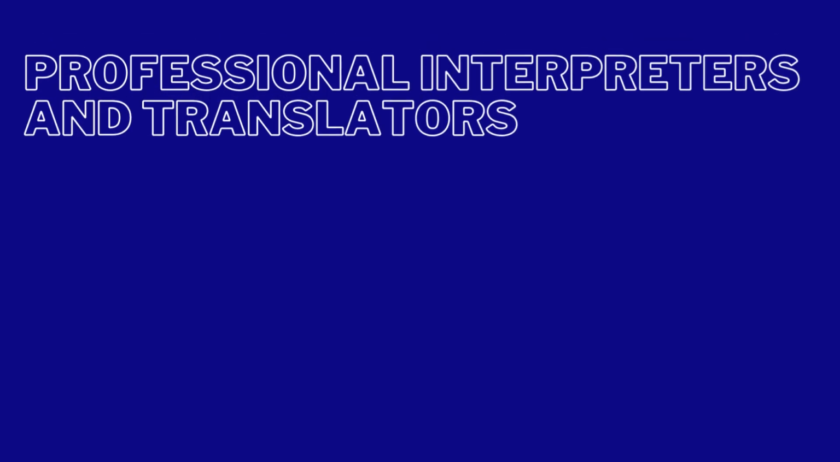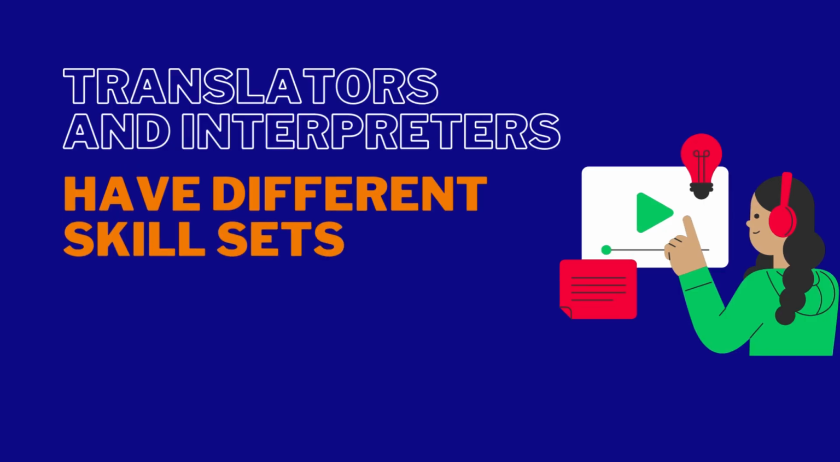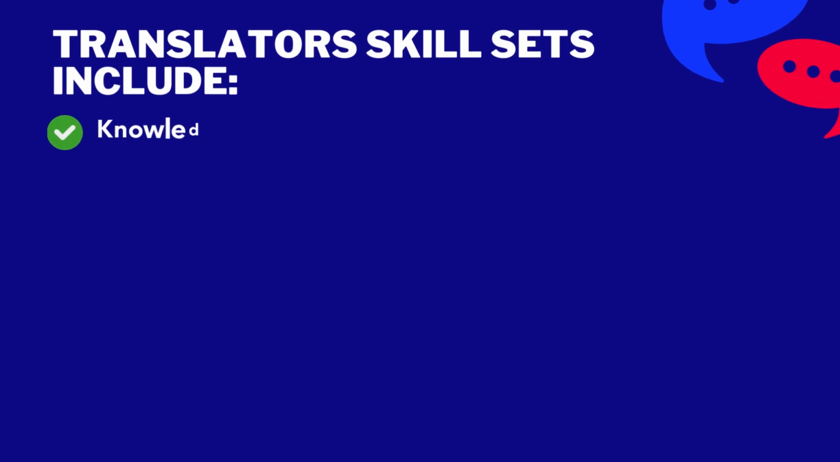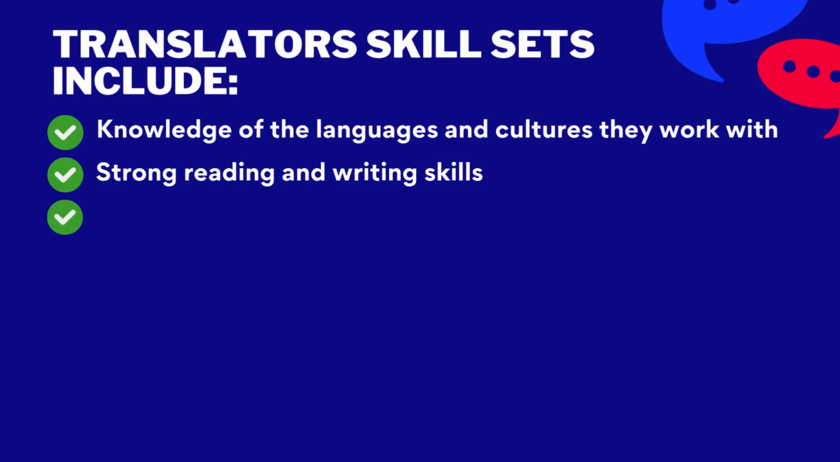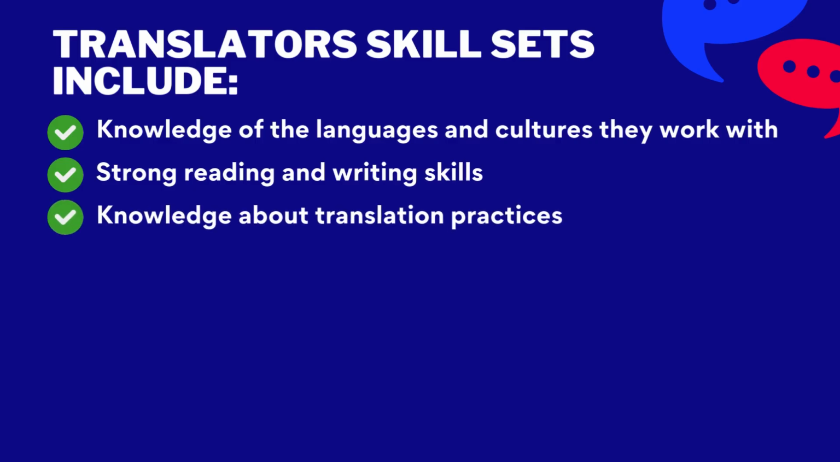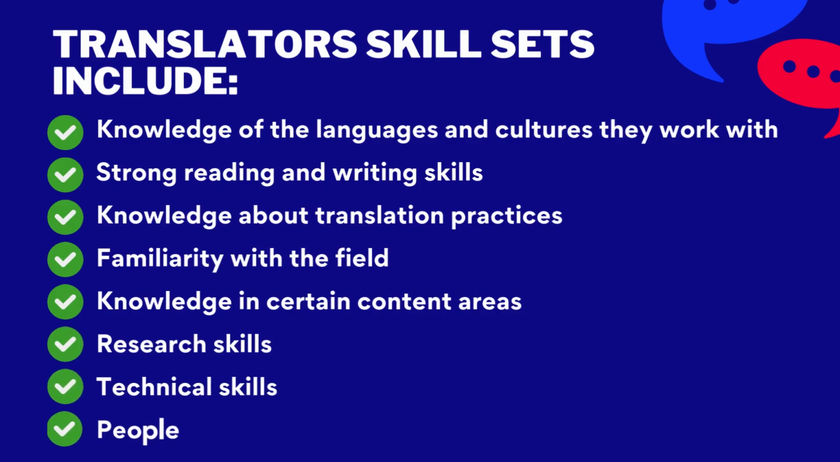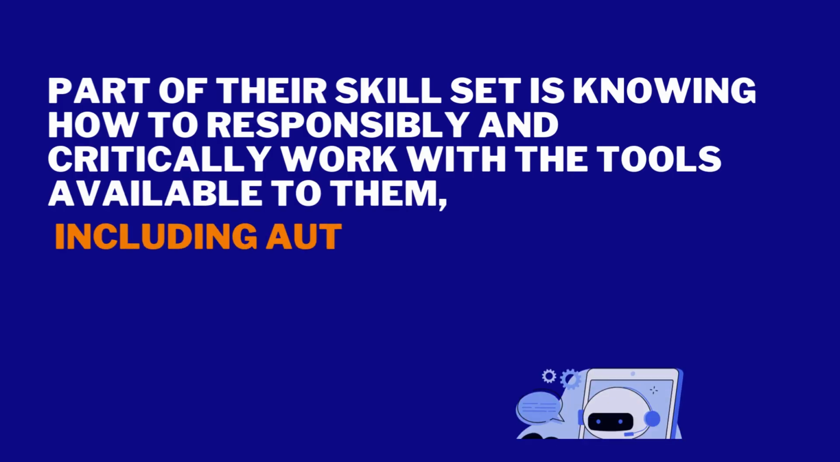Professional interpreters and translators must go through training. Translators and interpreters have different skill sets, and they are not interchangeable. Translators' skill sets include knowledge of the languages and cultures they work with, strong reading and writing skills, knowledge about translation practices, familiarity with the field, knowledge in certain content areas, research skills, technical skills, and people skills. Part of their skill set is knowing how to responsibly and critically work with the tools available to them, including automatic machine translation.